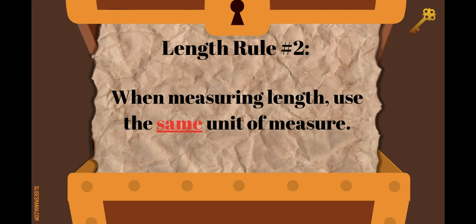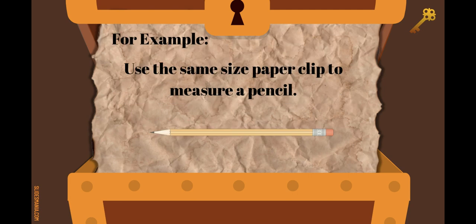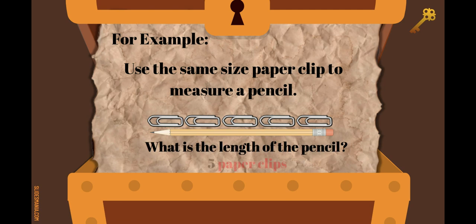The other thing with measuring length is you have to use the same unit of measure. That means if I'm measuring this pencil using paper clips, all the paper clips have to be the same size. If they're not, it's not going to be even. If one was bigger than the others or one was smaller than the others, it wouldn't be an accurate measurement. So this pencil, the length of it would be 5 paper clips long.